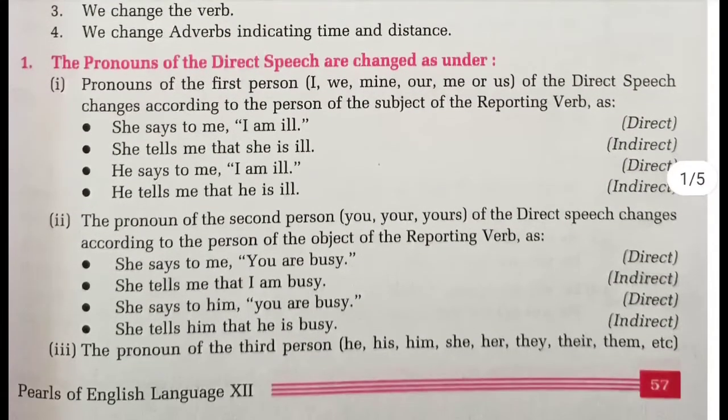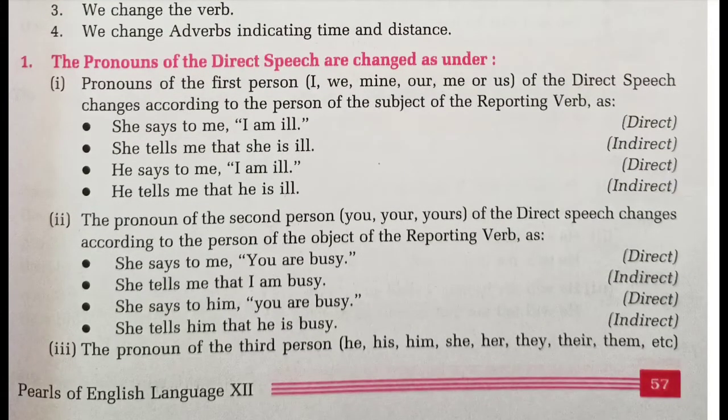Now let's see the pronouns of the second person: you, your, yours of the direct speech change according to the person of the object of the reporting verb. As: She says to me, you are busy. She tells me that I am busy. She says to him, you are busy. She tells him that he is busy.